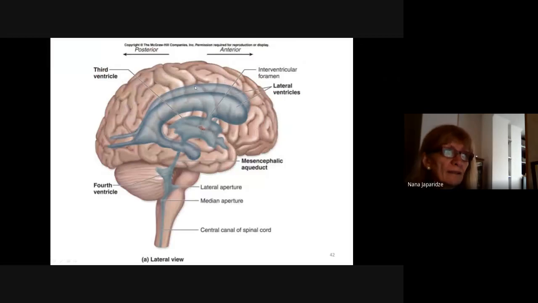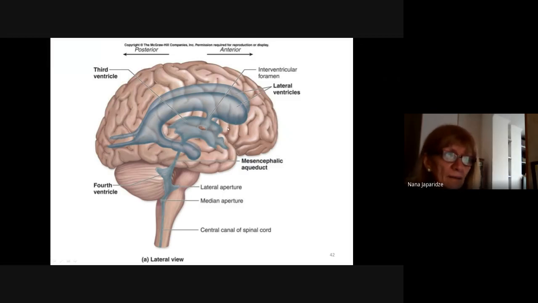And here is the whole system of the ventricles, the ventricular system. So you see here the lateral ventricles. Look, this whole structure is the lateral ventricle. Okay, first one, second one. Then in the middle, we have two lateral ventricles.